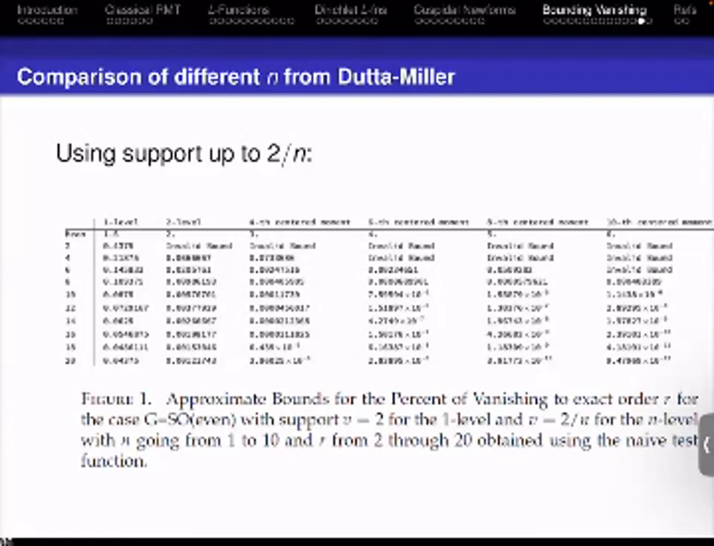So I can read it. If we're looking at bounding to order 4, using the one level, you get 0.21. Using the fourth centered moment, actually, I think I have to get my glasses. Using the fourth moment, you get 0.07. And using the sixth moment, it's too soon to say. The sixth moment is not able to give a bound yet because of the relative sizes.